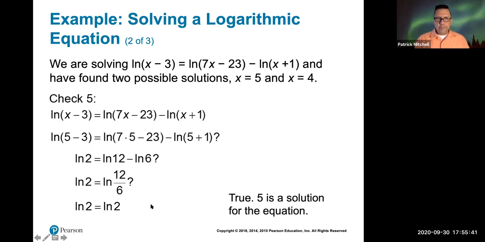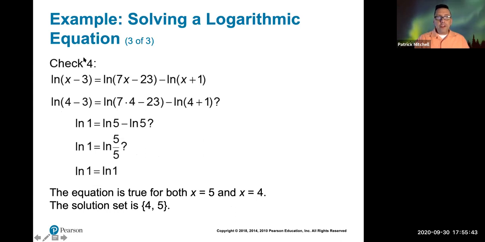So that looks fine. And when you put in 4, what you end up with is natural log 1 equals natural log 5 minus natural log 5. If you use the quotient property to put those together, you get natural log of 5 divided by 5. So natural log 1 equals natural log 1. These are both legitimate solutions. This equation has two solutions.